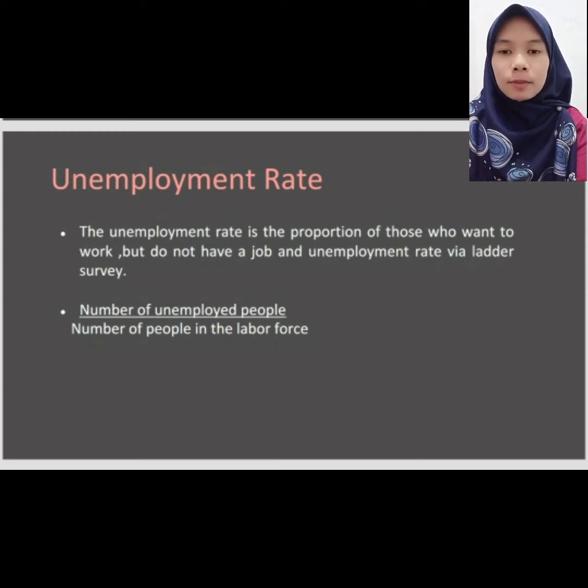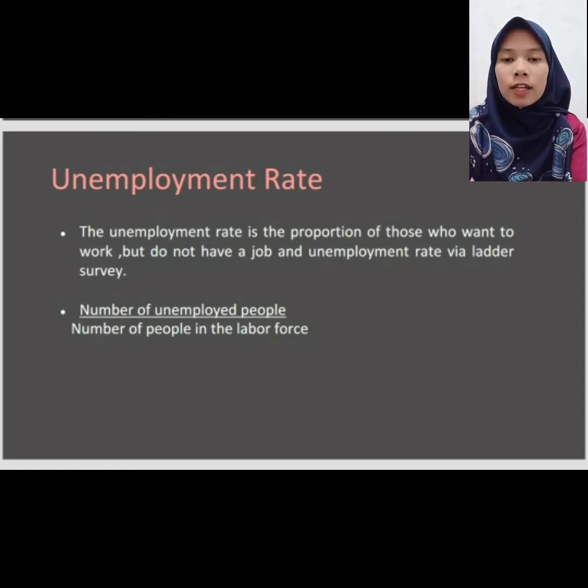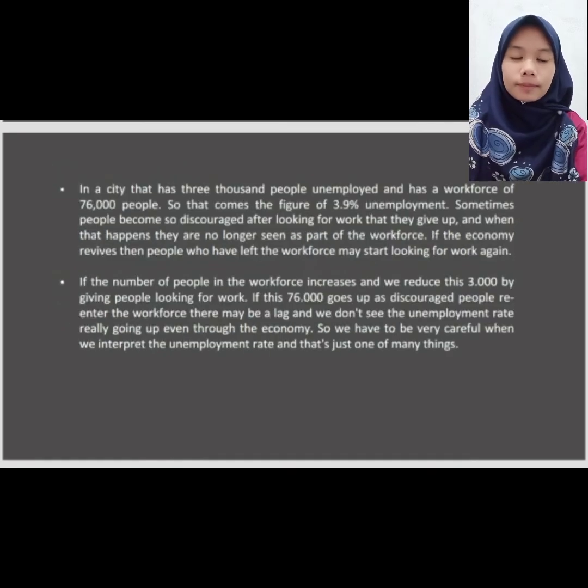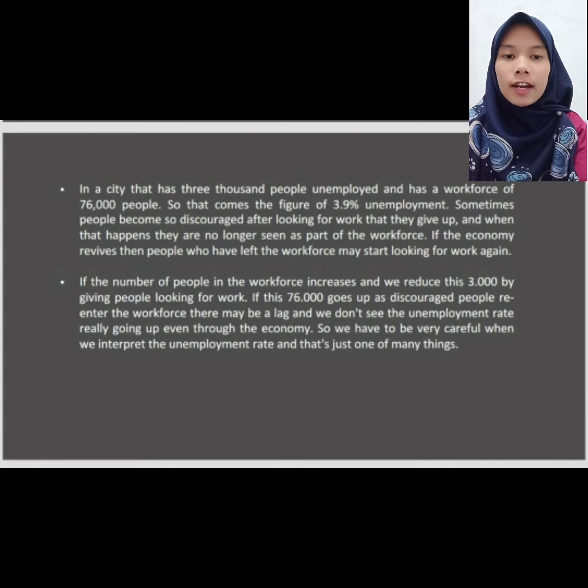The next material is about the unemployment rate. The unemployment rate is the proportion of those who want to work but do not have a job, and unemployment rate is measured via labor survey. The formula of unemployment rate is number of unemployed people divided by number of people in the labor force. We calculate the unemployment rate by looking at the number of unemployed people divided by the number of people who happen to be in the labor force.